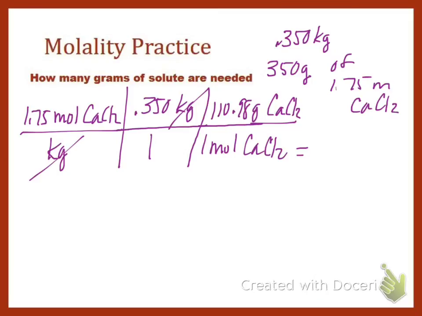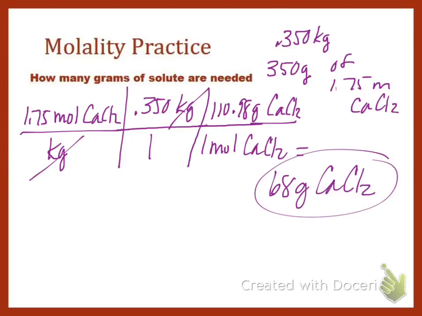And we need, I believe, 2 sig figs from the 350 grams. So 68 grams of calcium chloride would be needed to make that solution at that concentration in that volume. Okay?